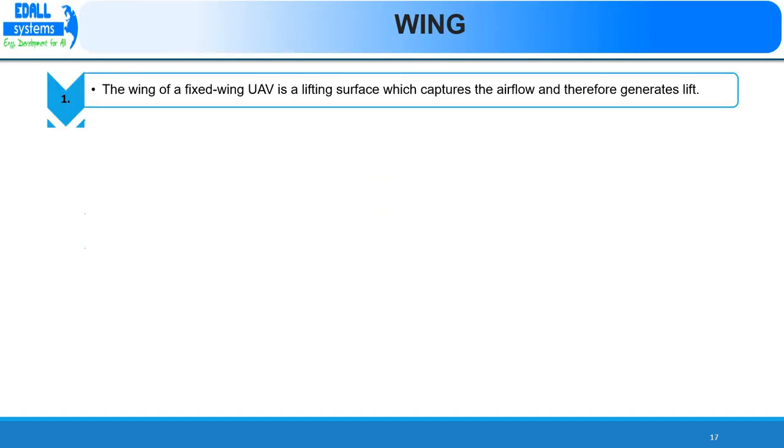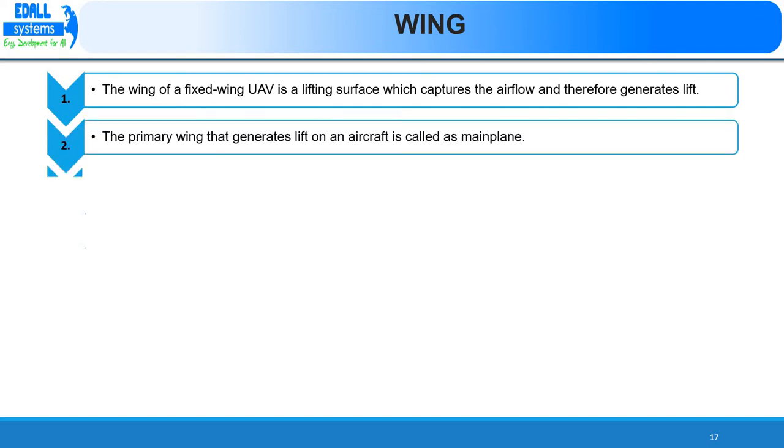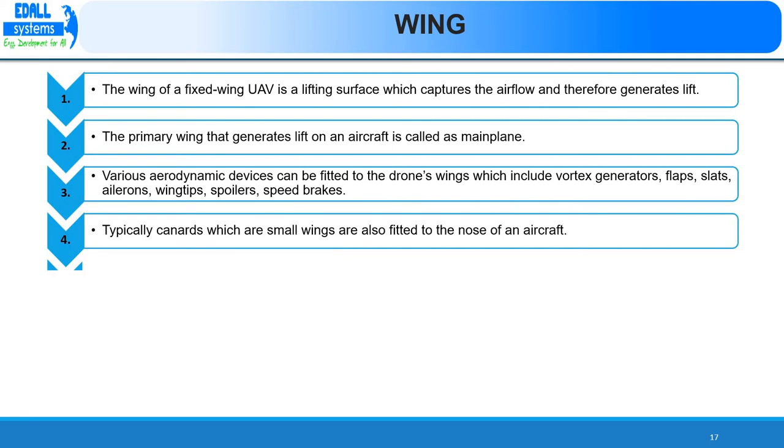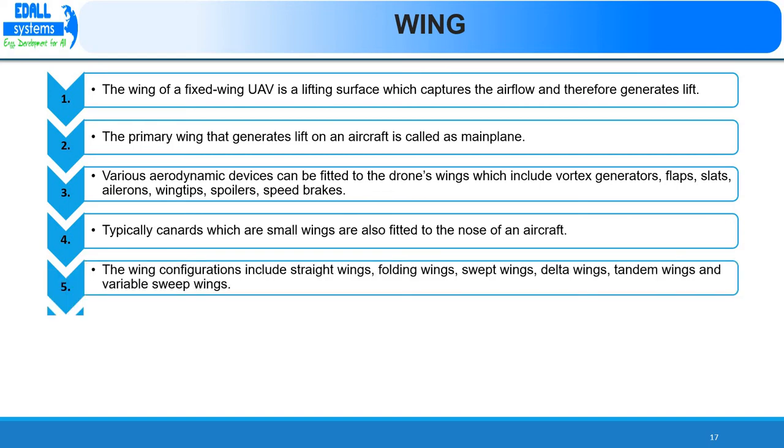The wing is a lifting surface around which the air flows and generates lift. The primary wing that generates lift on an aircraft is called the main plane. The various aerodynamic devices that can be fitted to the wing include vortex generators, flaps, slats, ailerons, wingtips, spoilers, and speed brakes. Canards, which are small wings, are also fitted to the nose of an aircraft.